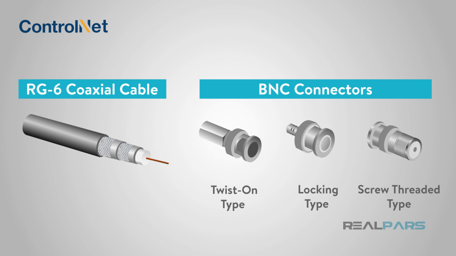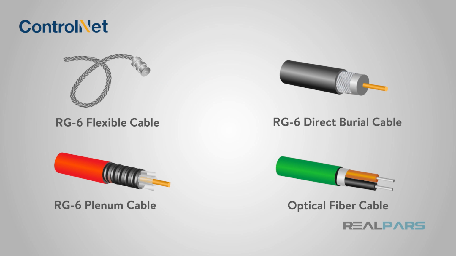ControlNet cables are RG6 coaxial cable types with BNC connectors. BNC connectors can either be a twist-on and locking type or a more rugged design that is a screw-threaded type for more harsh environments. You can choose cable types such as flexible, direct burial, or plenum-rated based on the application and environment that your network will be used in. There are some applications for ControlNet that require longer distances and may use optical fiber in the cabling.